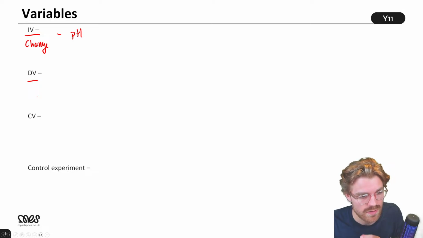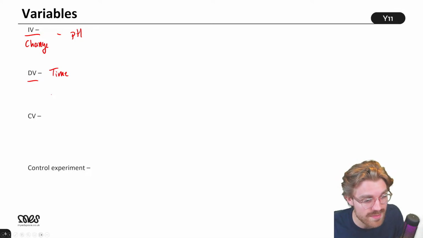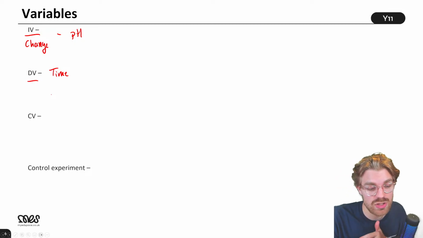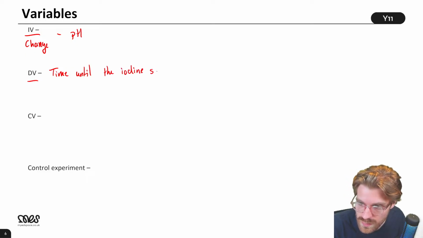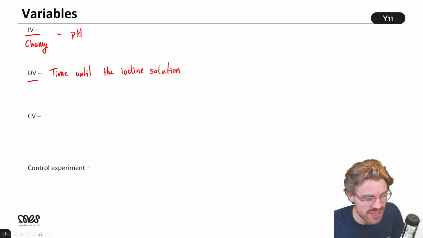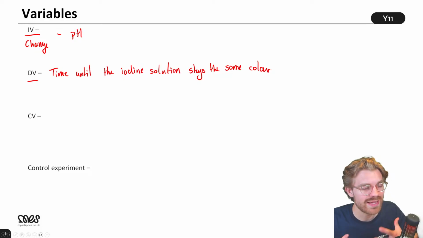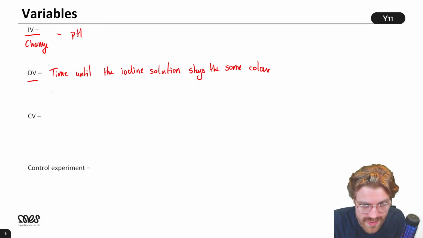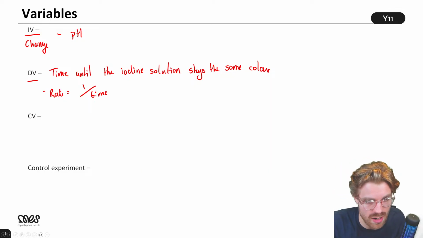We're going to measure the time. Very good, Neve. The time for what? The time taken. Are we measuring the time taken for the color to change or for the color to not change? So the time until the iodine solution does not change color, until it stays the same. Because when it stays the same color, that indicates that all of the starch has been broken down. And so to convert that into rate of reaction, our rate is equal to 1 divided by that time. 1 divided by the time would be our rate of reaction.